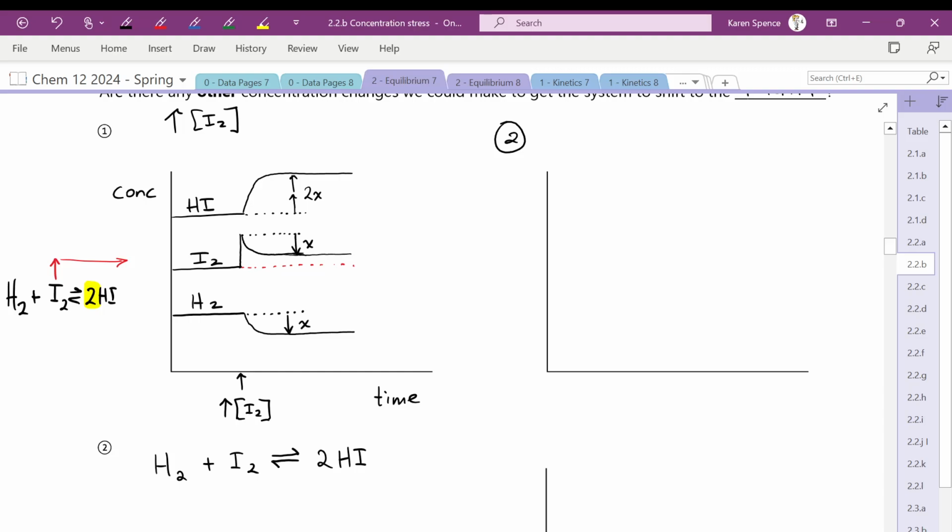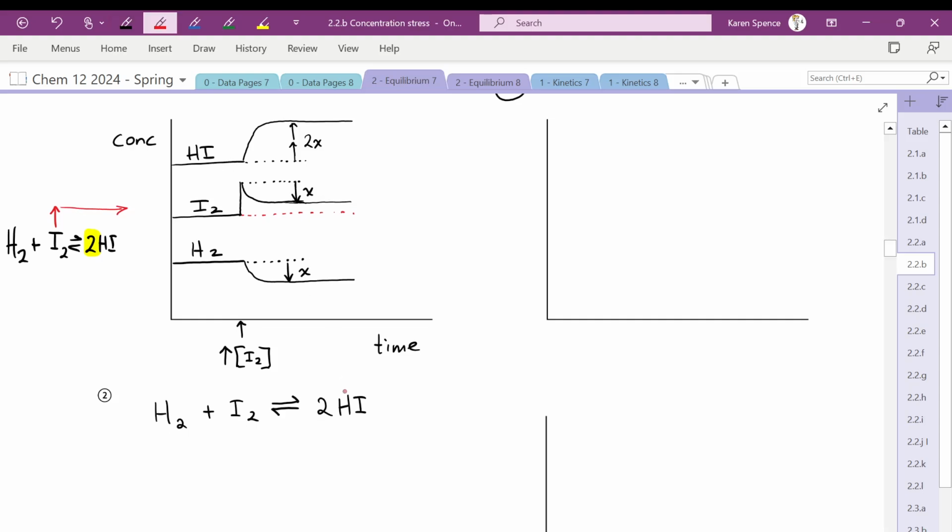To get this thing to shift to the right, would we need to increase the concentration of HI or decrease the concentration of HI? We would need to decrease the concentration of HI. And that will cause a shift to the right. Guess what? Shift is always towards a decrease in concentration.